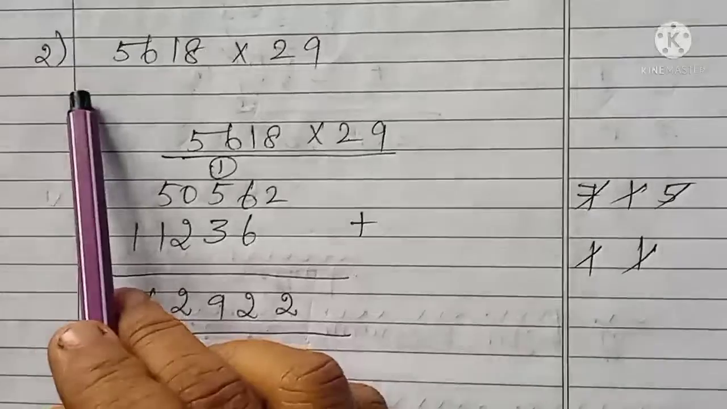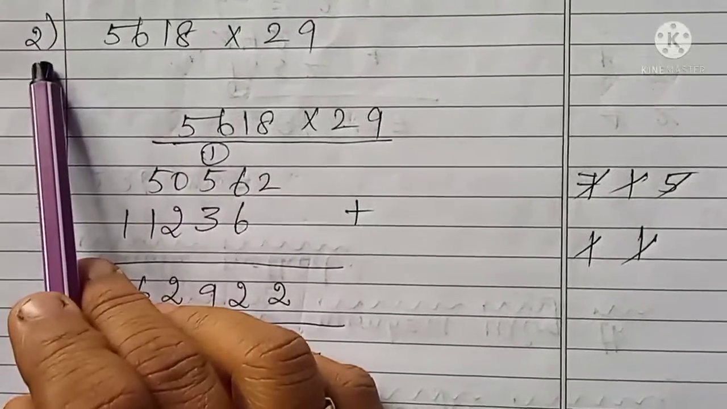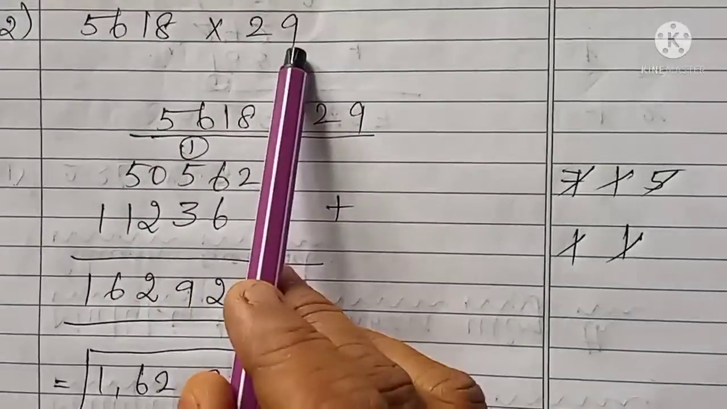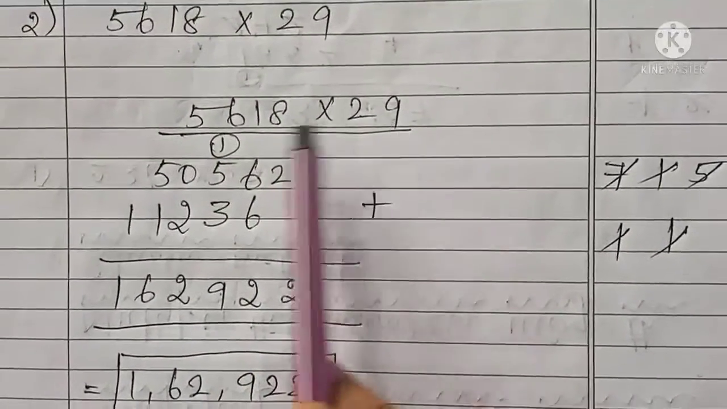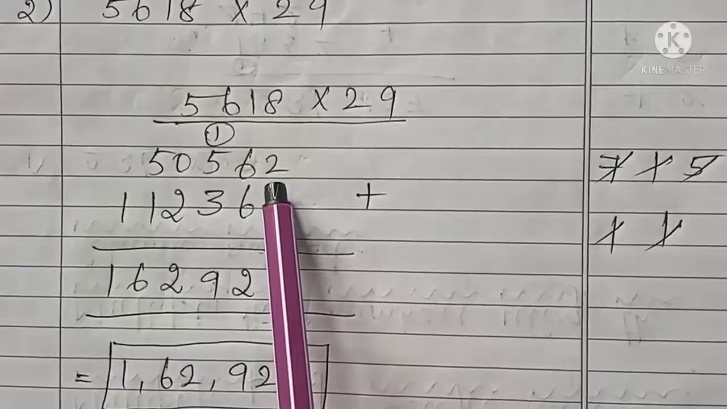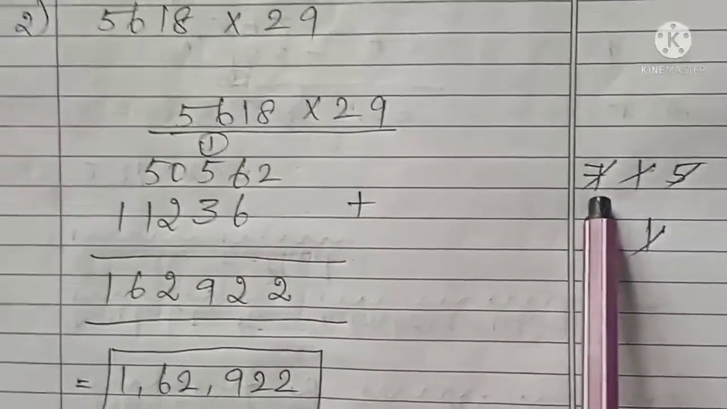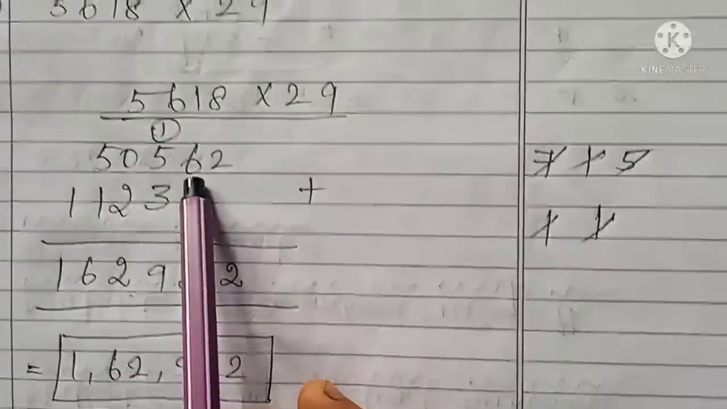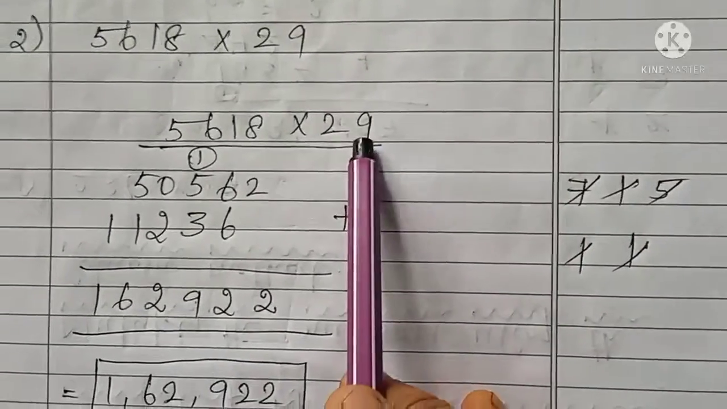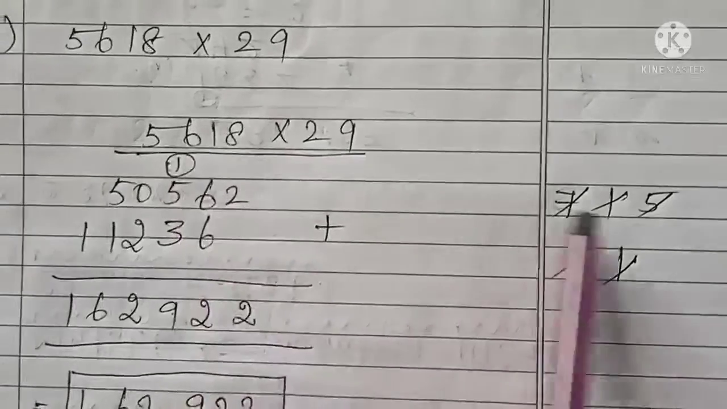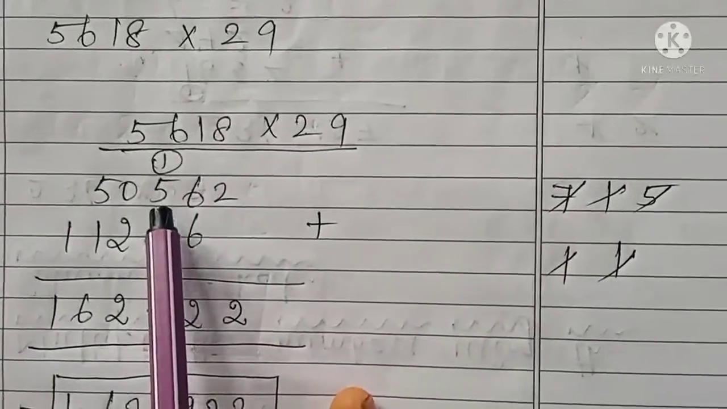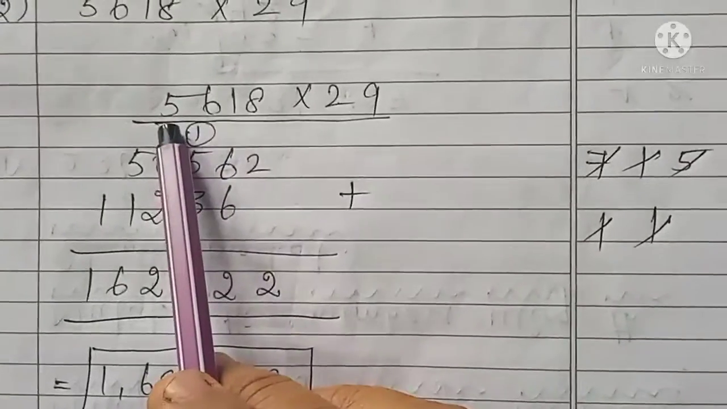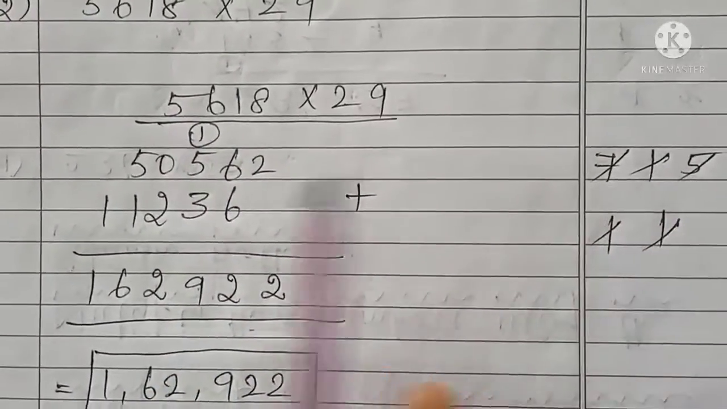Next, one more problem we are going to work out. Second question, 5618 multiplied by 29. Listen, class. 9 8s are 72. For the 72, write 2 here, 7 will be remaining. 9 1s are 9. 9 plus 7 gives 16. Remaining will be 1. Next, 9 6s are 54. 54 plus 1 gives 55. Write 5 here, remaining will be 5. Next, 9 5s are 45. 45 plus 5 gives 50.